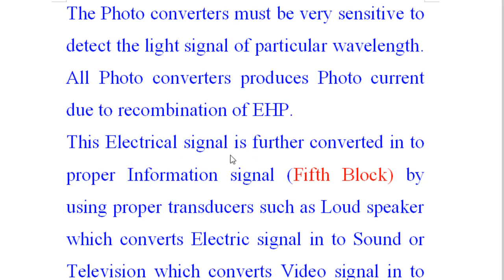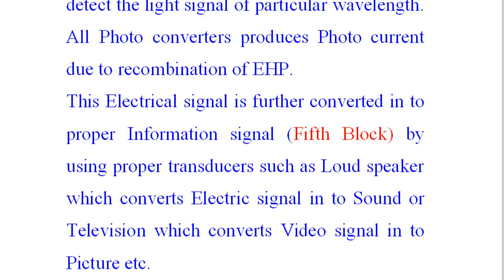This electrical signal, when the photoconverter converts photon into electric energy, is further converted into proper information signal, and that is our last block, that is called the fifth block, and that is the destination. So the electric signal is further converted into proper information signal by using a proper transducer such as a loudspeaker, which converts electric signal into sound waves, or a television, which converts video signal into picture.